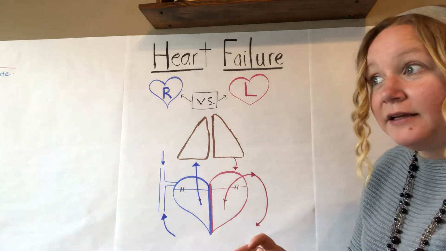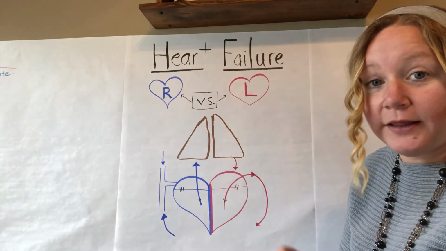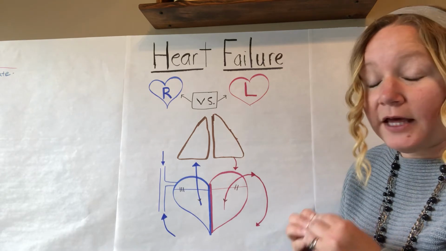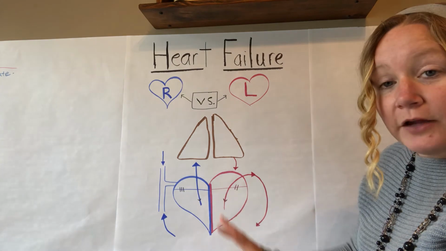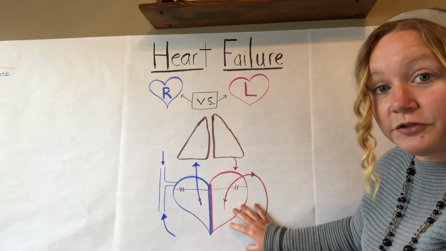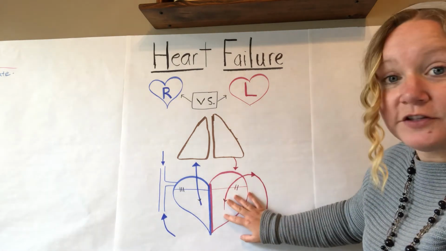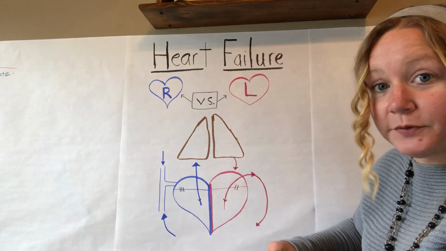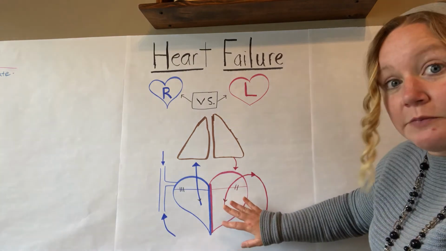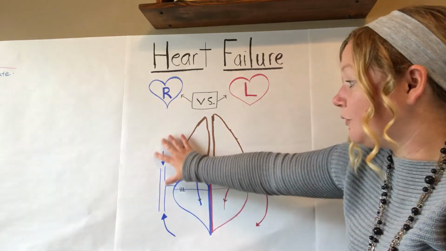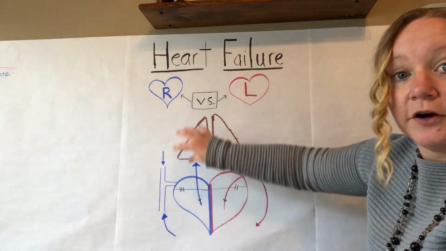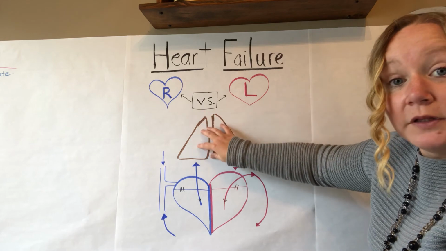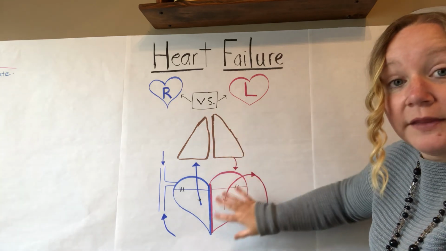Hopefully that is nothing new. At this point in the game, that should not be new. But if you're having trouble, go back and rewatch this, go back and watch your lecture, go find some more YouTube videos, get in your textbook, pull from your A&P knowledge, and make sure that you understand blood comes from the body into the right side of the heart. It goes from the right side of the heart up to the lungs, from the lungs back to the left side of the heart, and then out to the body.